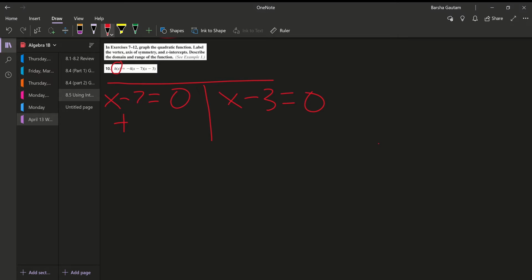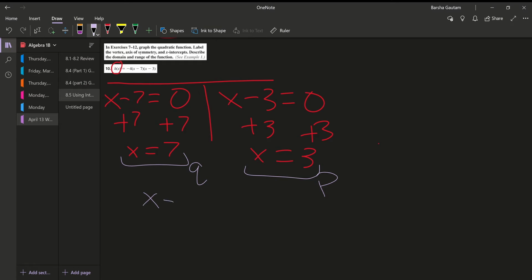So then we add 7 to both sides, and we're left with x is equal to 7. And then we add 3 to both sides, and we're left with x is equal to 3. So that means this is my p value, and this is our q value. So from here, we can now figure out what our, let me write this down real quick, intercepts.